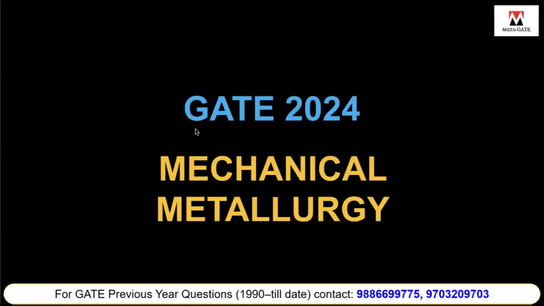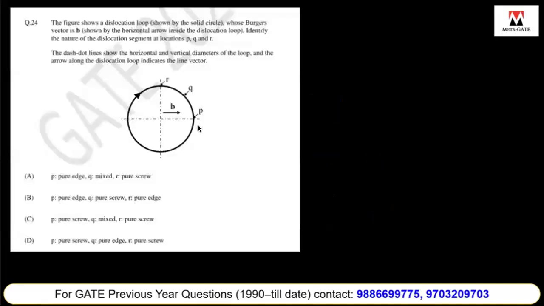GATE 2024 Mechanical Metallurgy. The figure shows a dislocation loop with Burgers vector B bar. Identify the nature of dislocation at P, Q, R. Dash-dot lines show the horizontal and vertical diameters of the loop, and the arrow shows the dislocation loop.